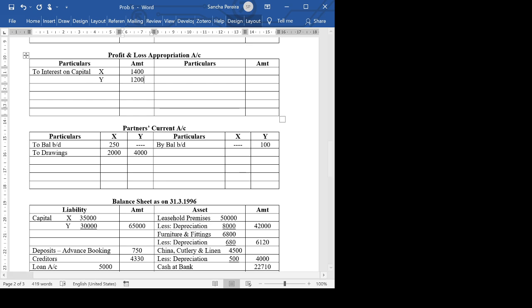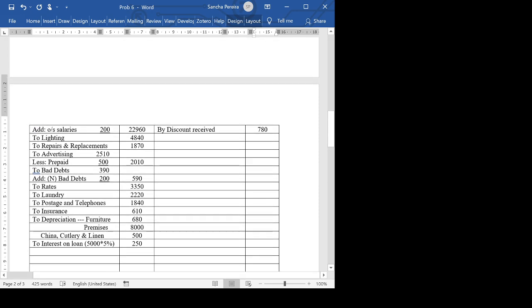1,200. 4% of the capital, 4% into 35,000, 1,400. 4% into 30,000, 1,200. This is an expense to the business and an income to the partners. Okay, the business is paying them something. So basically their balances will go up. Y had 100. Now with this 1,200, it will go up further after taking this into consideration. By interest on capital, 1,400 and 1,000.